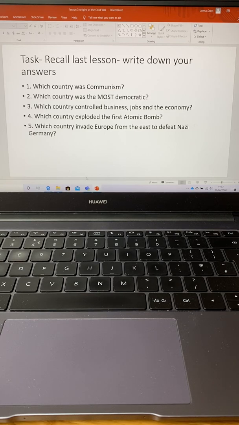So which country was communist? Which country was the most democratic? Which country controlled business, jobs and the economy? Which country exploded the first atomic bomb? Which country invaded Europe from the east to defeat Nazi Germany? So the answer is either America for any of those or Russia, aka the Soviet Union, for any of those. All right, so make sure you're happy with that.